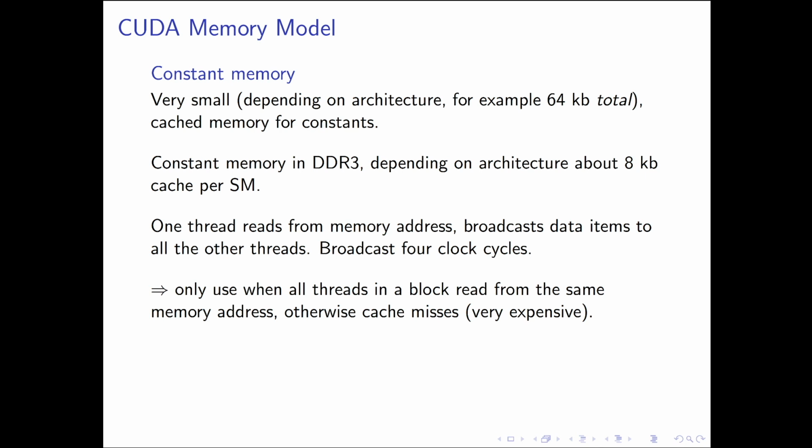This is important to keep in mind when you use this type of memory and when you optimize for constant memory usage. You will usually try to keep your constant memory data items relatively small because of those broadcasts. And you will also try to make sure that all threads actually access the same memory address, so that those broadcasts do not become a bottleneck.